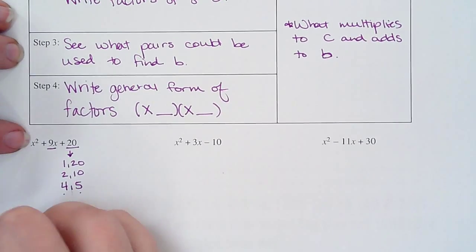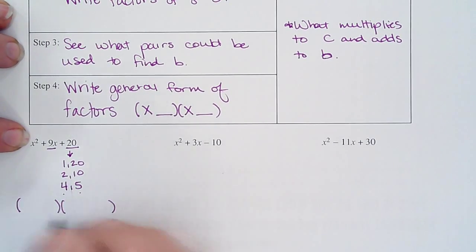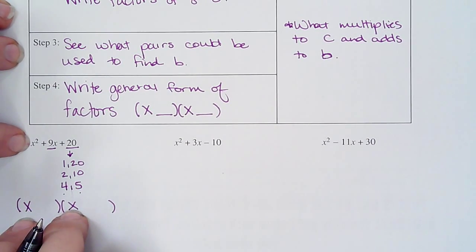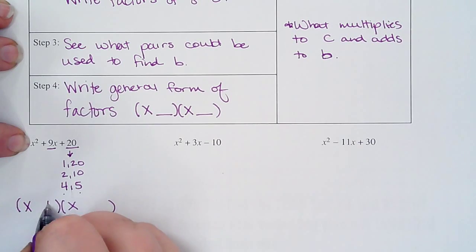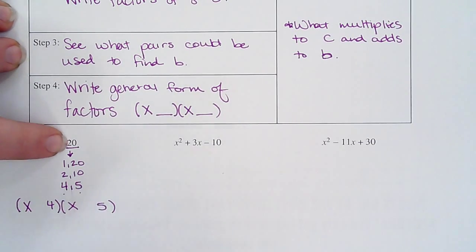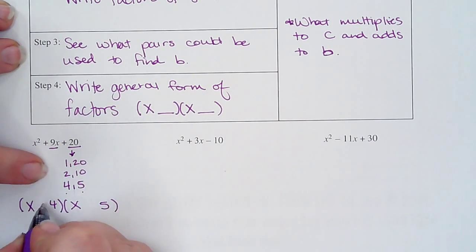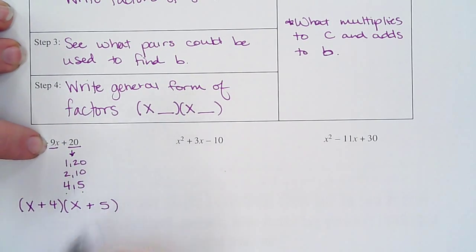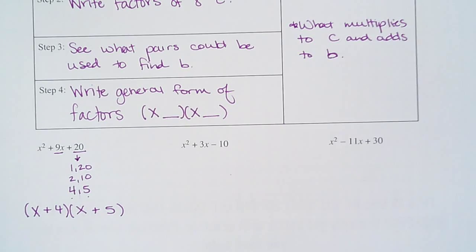So I'm going to use my final step here and set it up as the general form. I've got an x and an x. The two x's multiply to the first term. The 4 and the 5 multiply to the third term. And by naturally finding what pairs add to 9, a positive 4 and a positive 5, the 9 works. Now I could check this by foiling it out, and I could see if it works. However, I know for a fact this does, so I'm not going to do that. However, if you'd like to pause the video, go right ahead and test it.